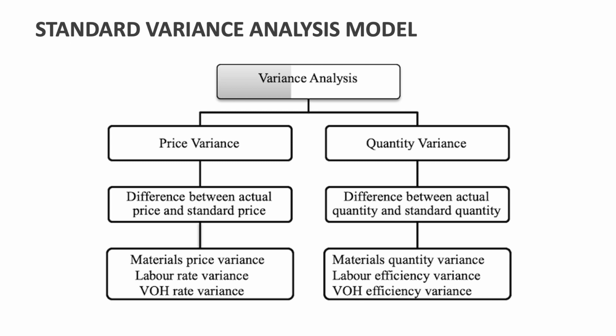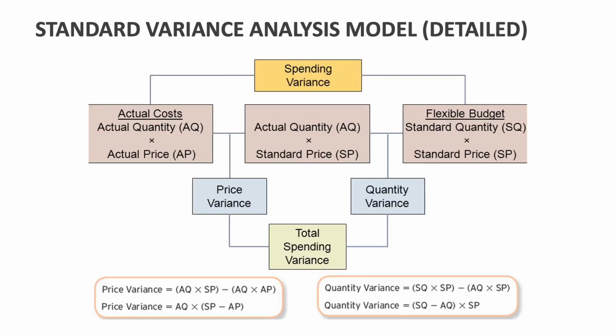For price variance, we have the difference between actual price and standard price. And then we will have the material price variance, labor rate variance, and variable overhead rate variance. So all involve prices. In terms of the quantity variance, the difference involves actual quantity and standard quantity. And then we will have measures like materials quantity variance, labor efficiency variance, and also variable overhead efficiency variance.